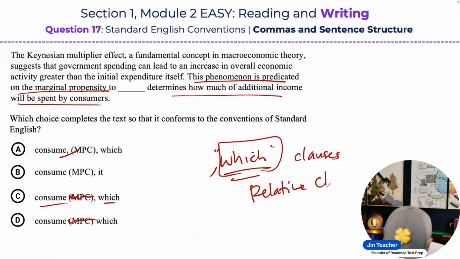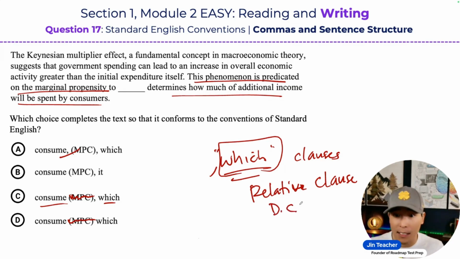Right, relative clause. A relative clause is a type of dependent clause. A dependent clause is an incomplete sentence. In other words, it cannot stand alone as a complete sentence, right? But the function of this relative clause is to modify or describe the noun that appears before it, right?